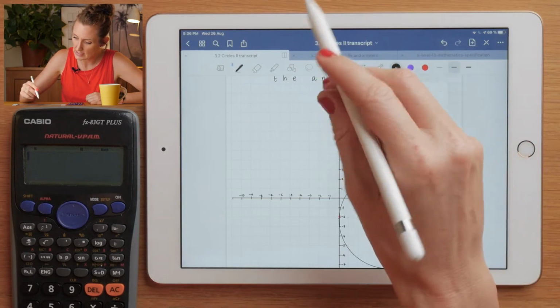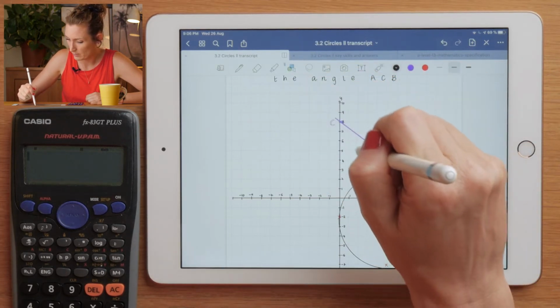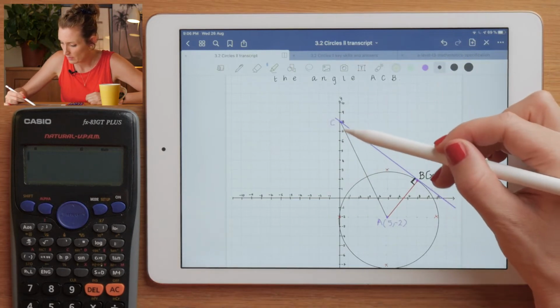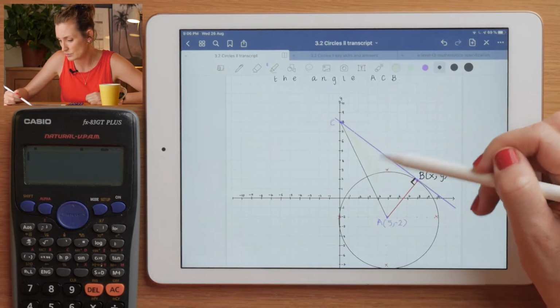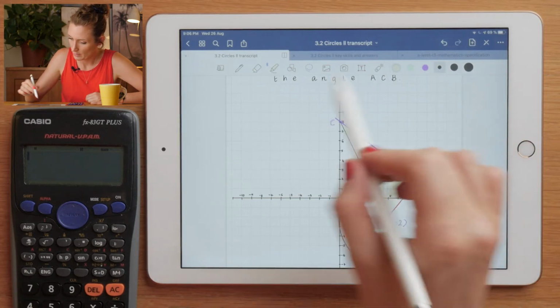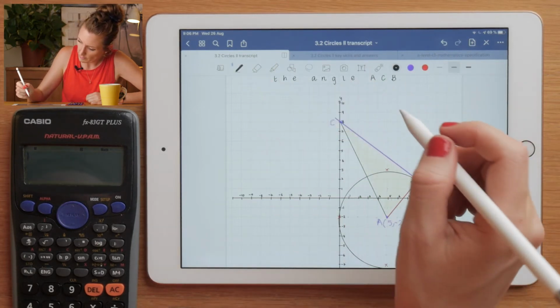I'm going to join A to C to form a triangle. Okay, so if you can see, I'm going to shade it in here. This here is our right angle triangle. And this is the point (0, 8).